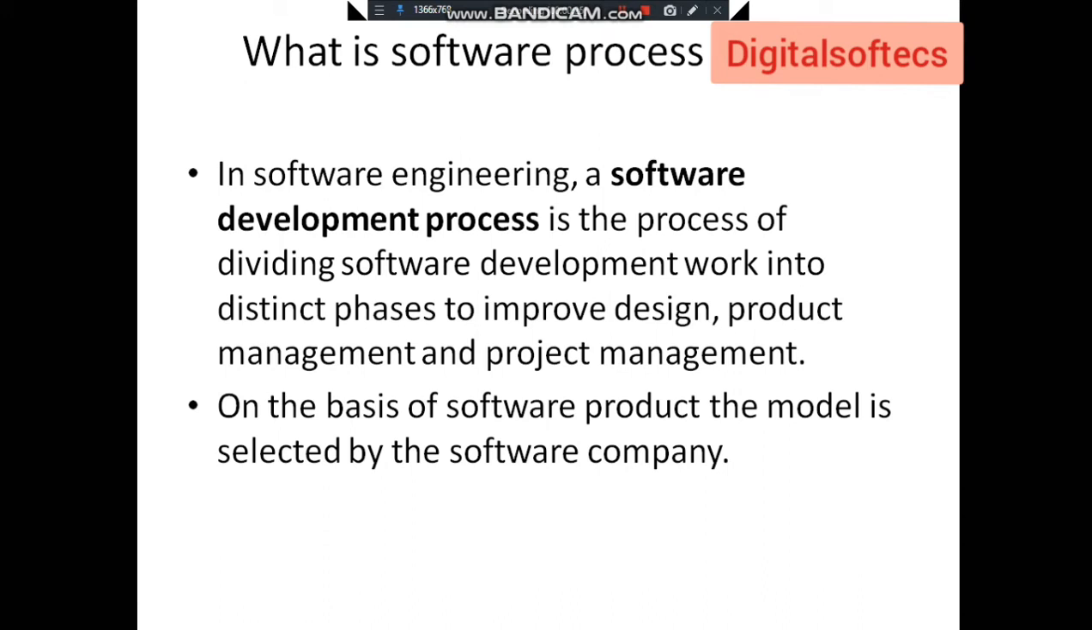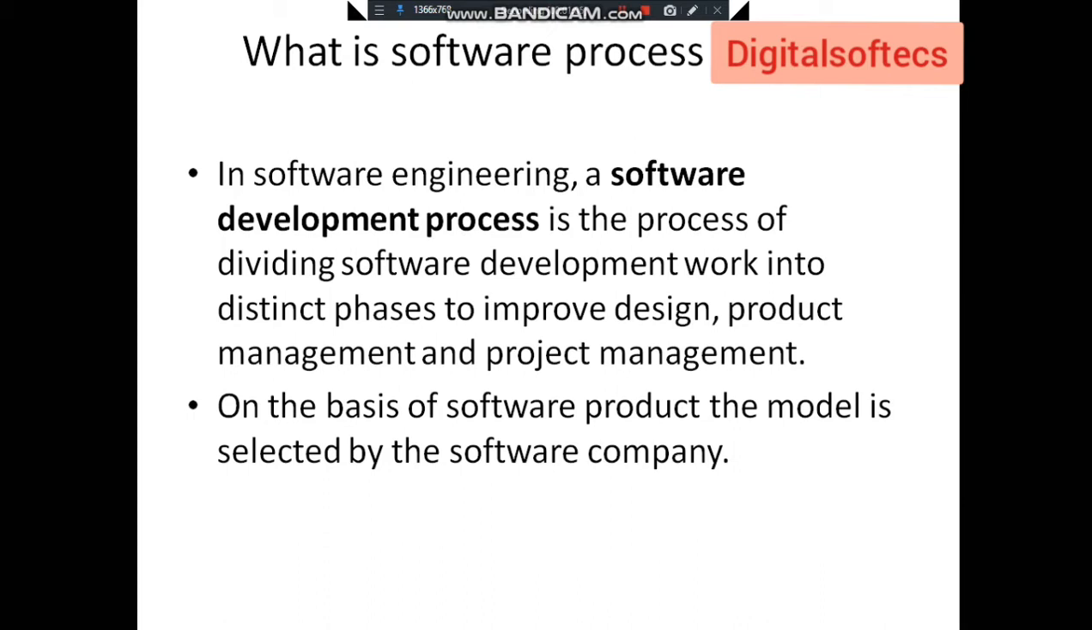In software engineering, software development is not a one day process or a simple process, because software development is one of the most complex systems and processes, in which we divide the software into distinct phases to improve the quality of the software and complete the project on time. So the software development process is the process of dividing software development work into distinct phases, which is why the software is easily managed by the company.